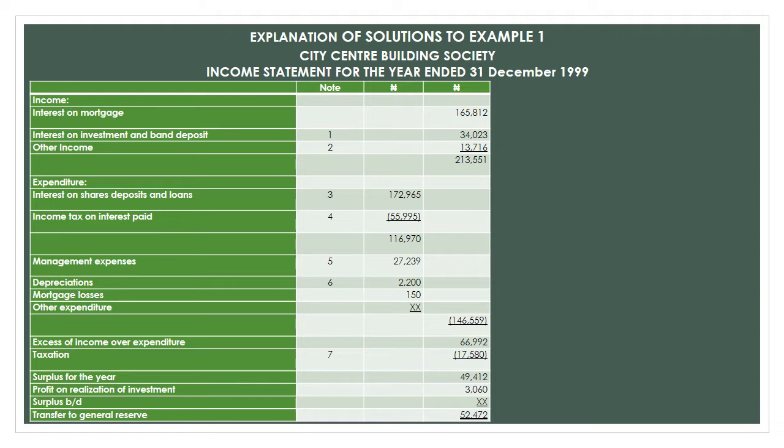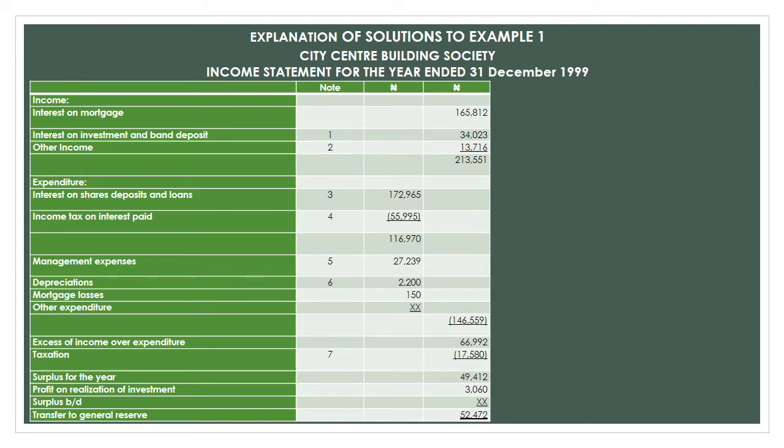If you check your credit side of the trial balance, you have interest on mortgages. So you bring it here, interest on mortgages, and you put it 165,812. Then you add any other income you can see from that credit side of your trial balance. The next one is interest on investment and bank deposits. Here you have it as total 34,023. To see the workings, you go to note 1, and I will be explaining the notes later, so you can just refer to them. You have them in your study text, and I'm going to still share it to you.